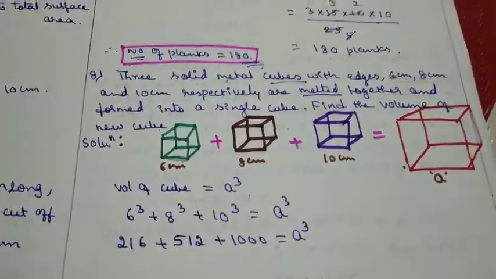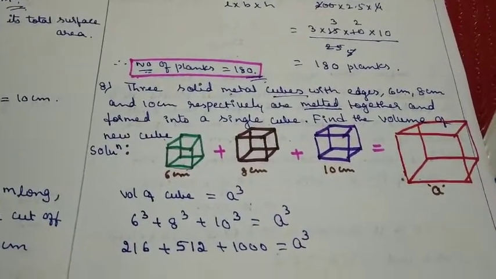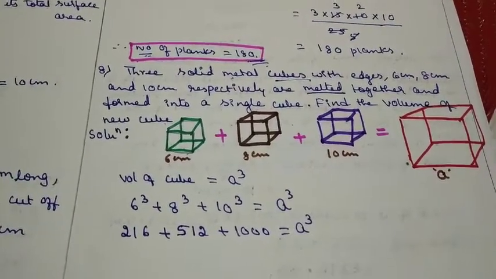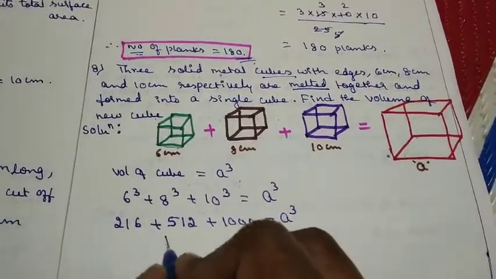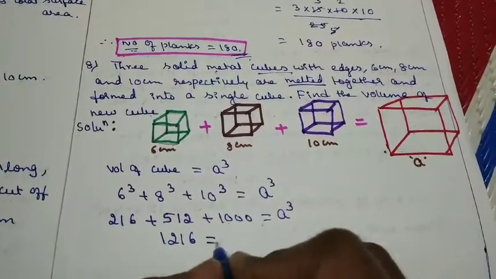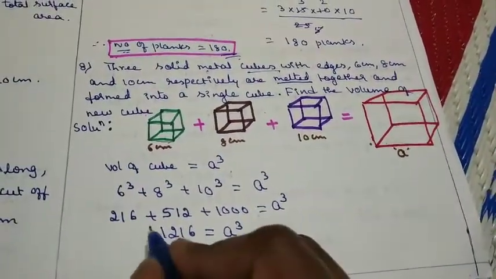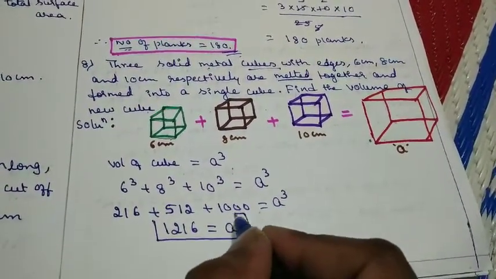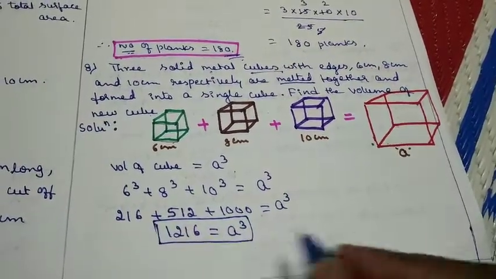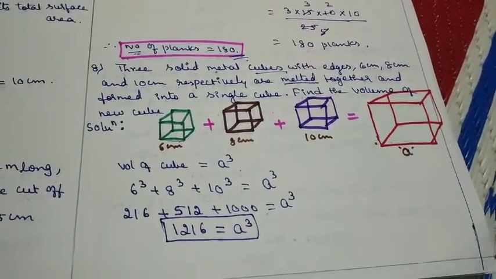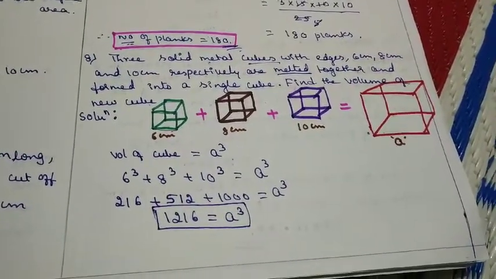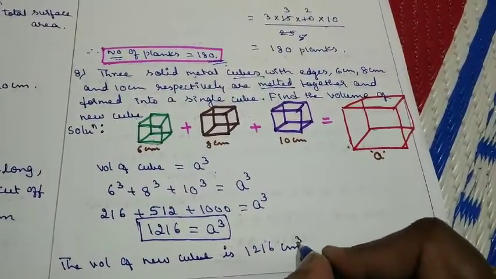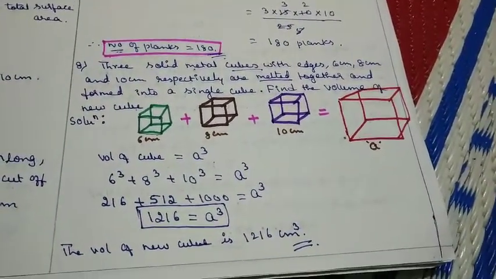Then you sum up all this, that is 512 plus 1000 plus 216. Then we get 1216, which is nothing but a cube. So here he is asking the volume of the new cube so formed. So the volume of the new cube is 1216. Write down the conclusion. Thus the volume of the new cube is 1216, and write its unit, that is centimeter cube, because he is asking volume. This is how we need to solve, children.